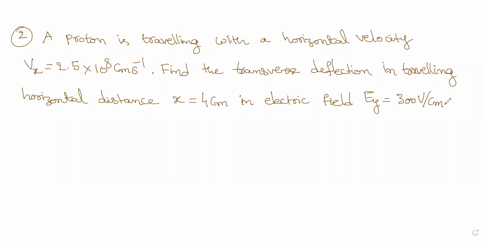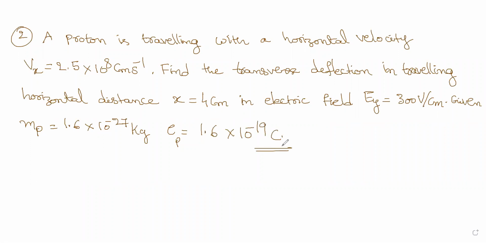Given the mass of proton is 1.6 into 10 to the power of minus 27 kg, and the charge of proton, I'll write it as e_p, is 1.6 into 10 to the power of minus 19 coulombs. So these are the information given to you. We have to solve this problem.